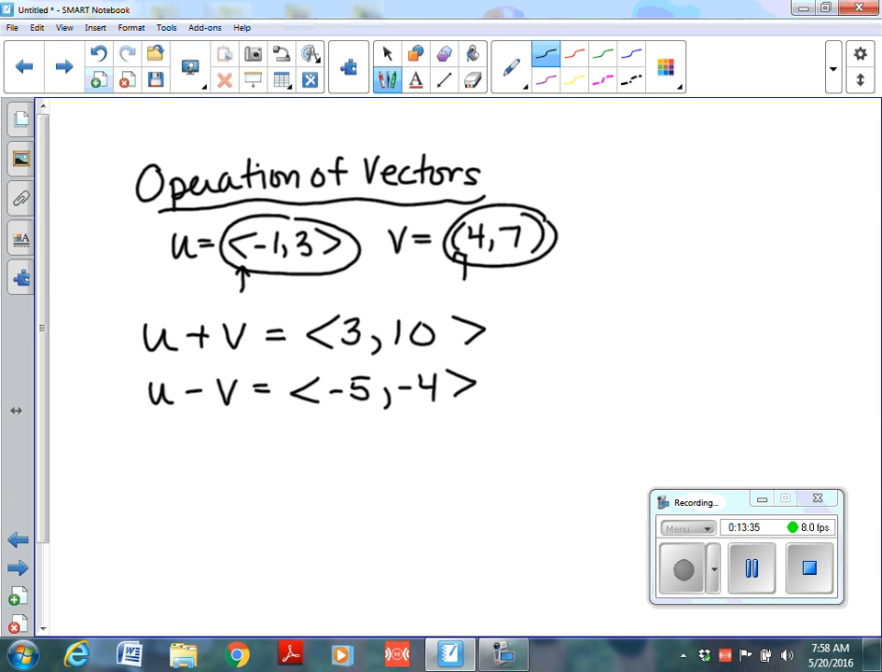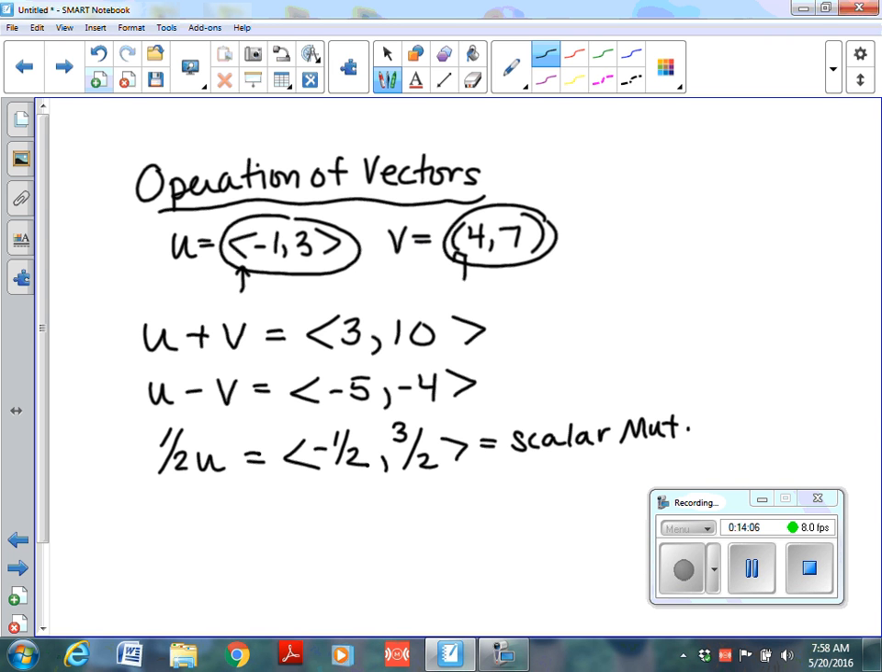Let's say we want to do this, which is called scalar multiplication. Let's say we want to do 1/2 of u. So all you do is take 1/2 of negative 1, which is negative 1/2. 1/2 of 3 is 3/2. What is this called? If you really care, it's called scalar multiplication. So you learn how to add, subtract, and do scalar multiplication.